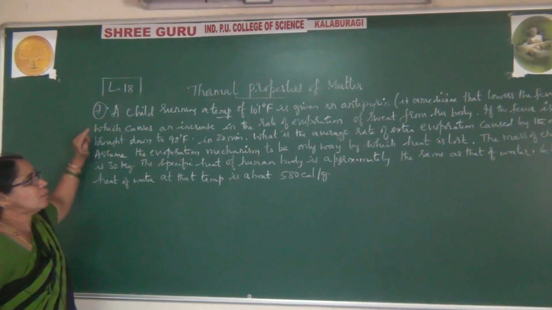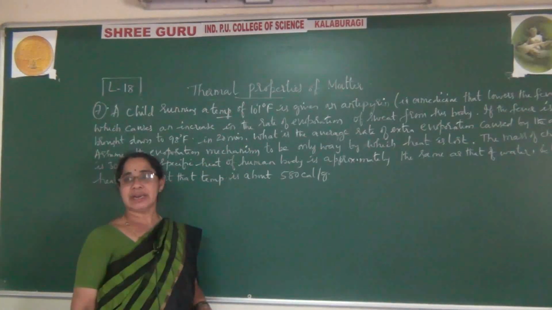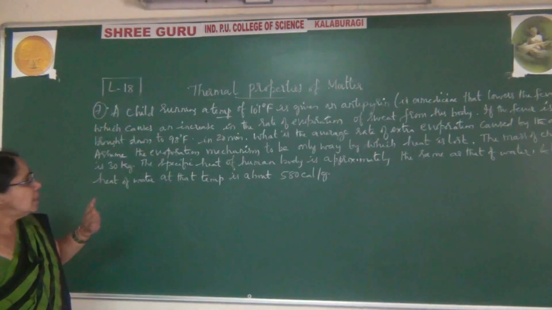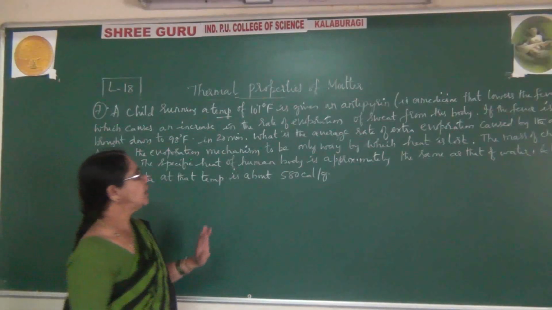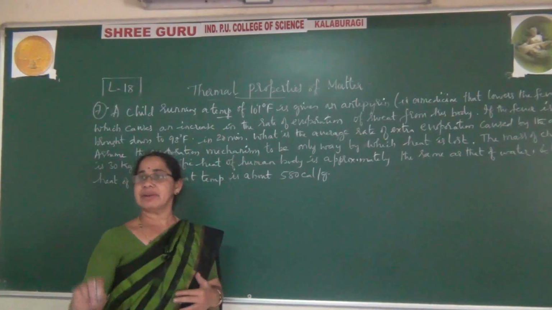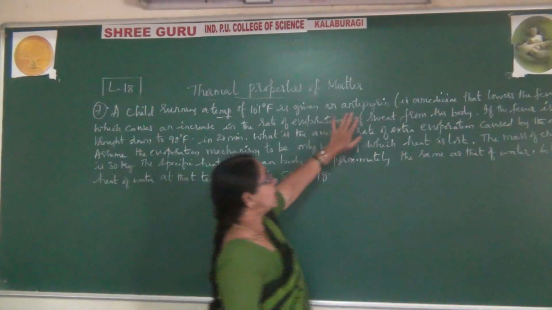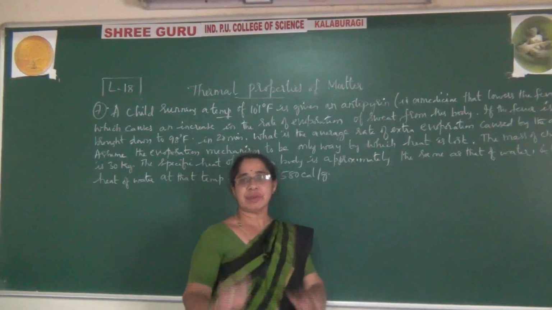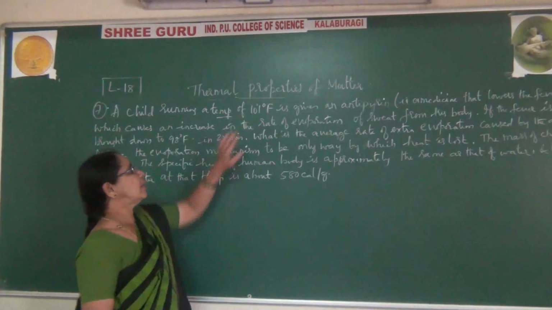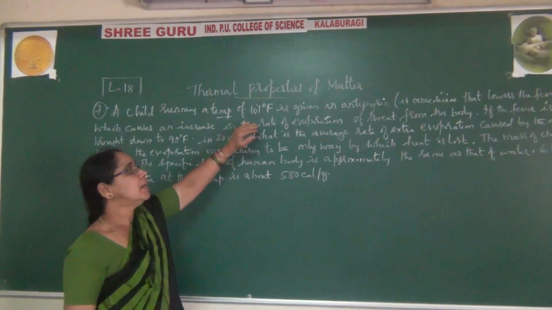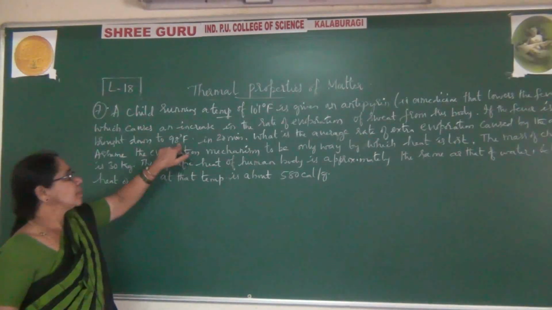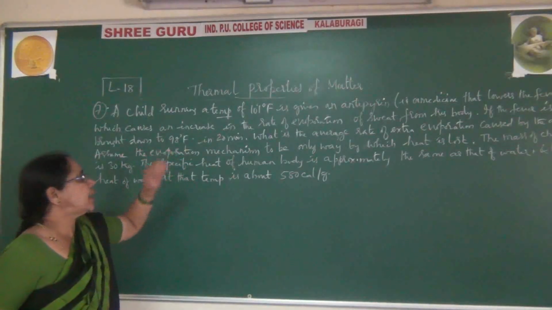The earlier temperature was 101 degree Fahrenheit for that child. That child's mass is 30 kg. Please observe, they have given the child's mass as 30 kg, and for this child they have given one medicine. That medicine is antipyrine, a medicine which lowers the fever. So earlier the temperature of the child was 101 degree Fahrenheit. After giving the medicine, it has decreased to 90 degree Fahrenheit, within 20 minutes.